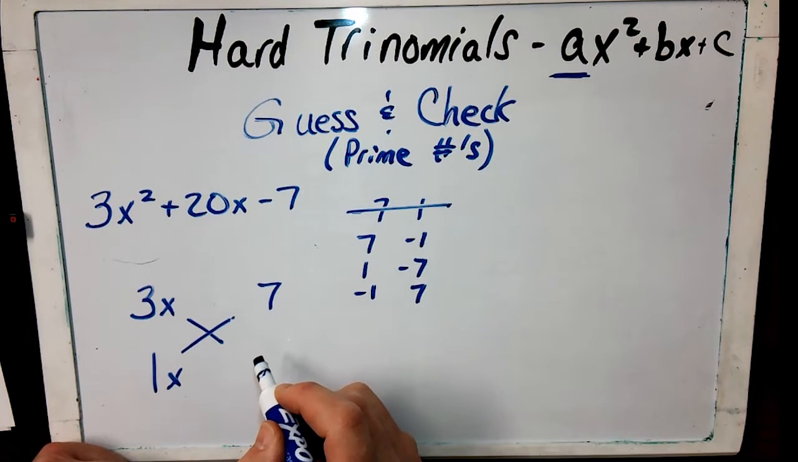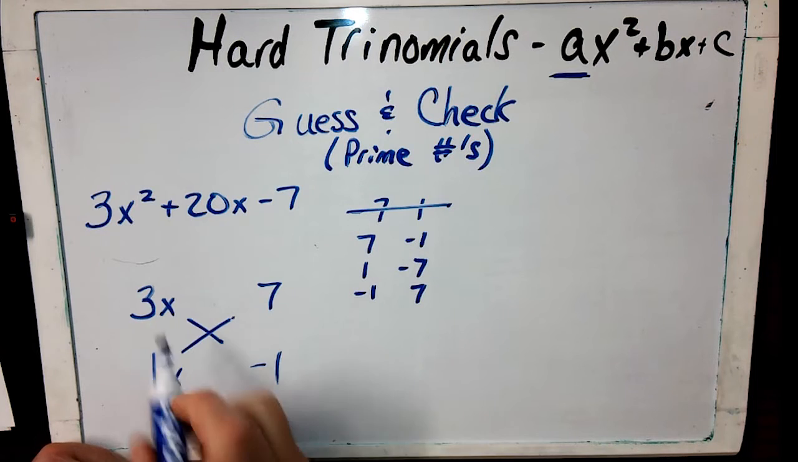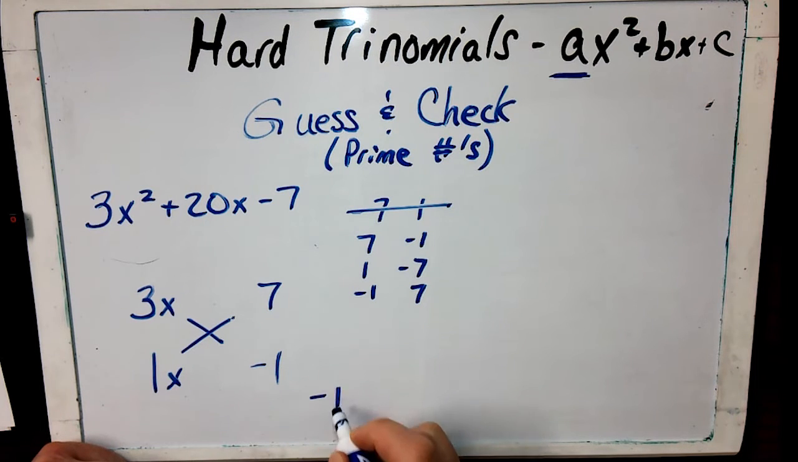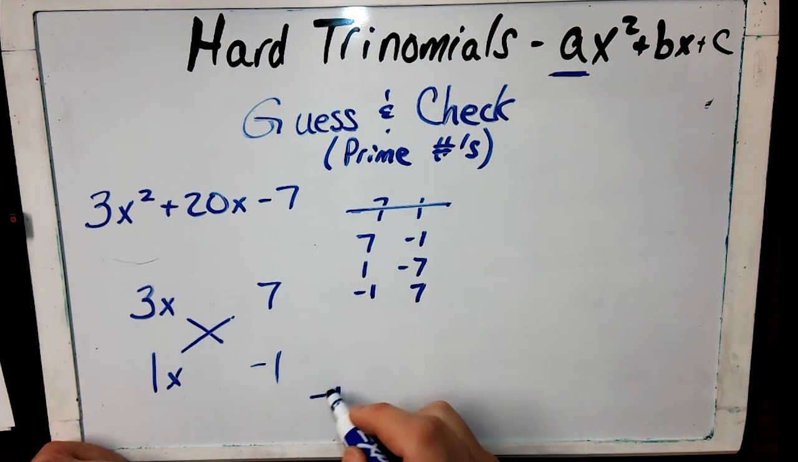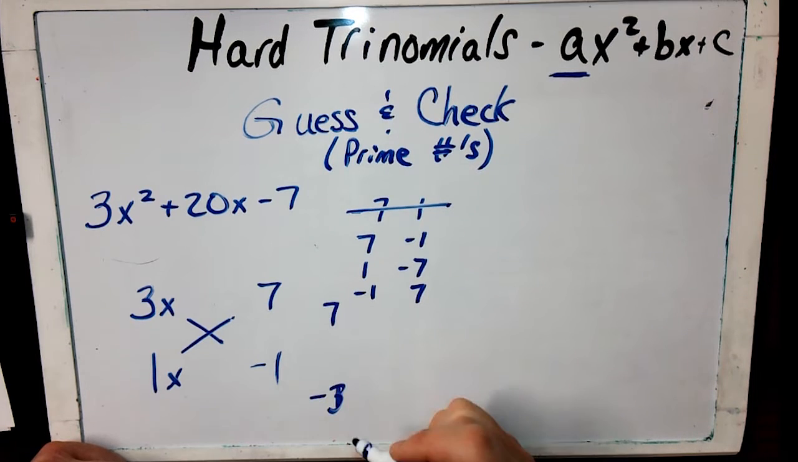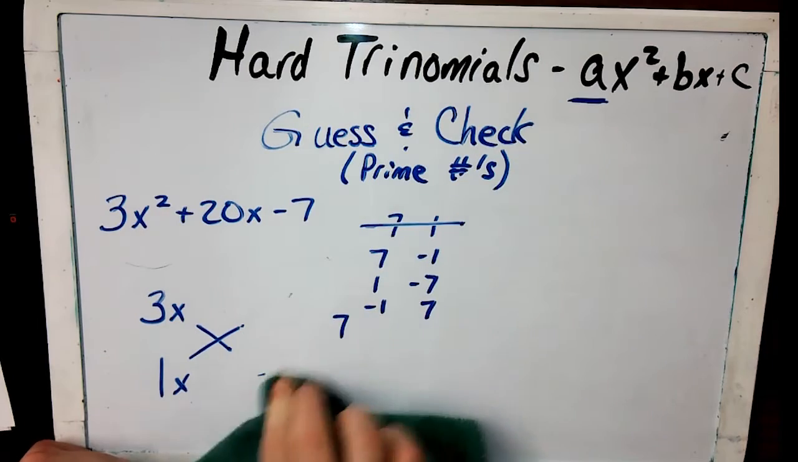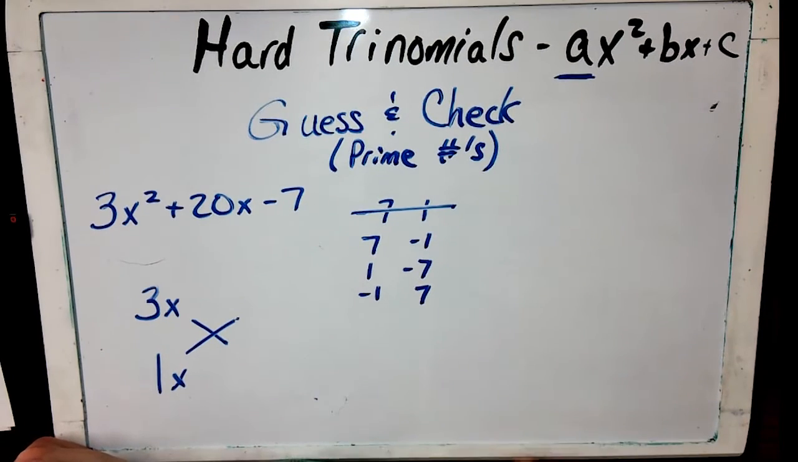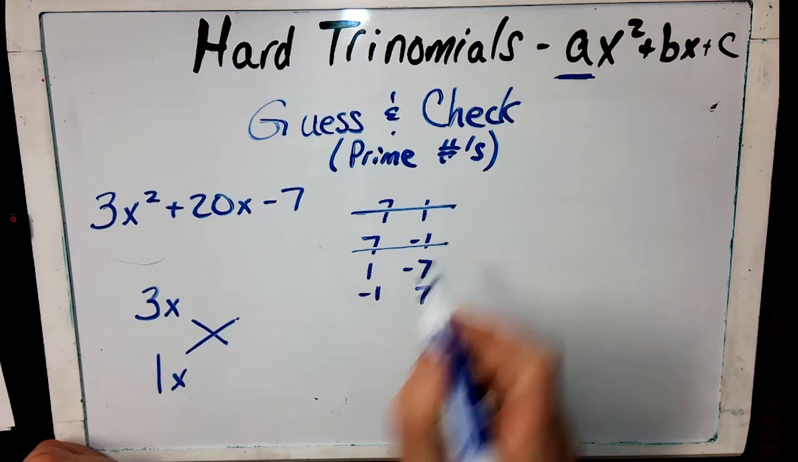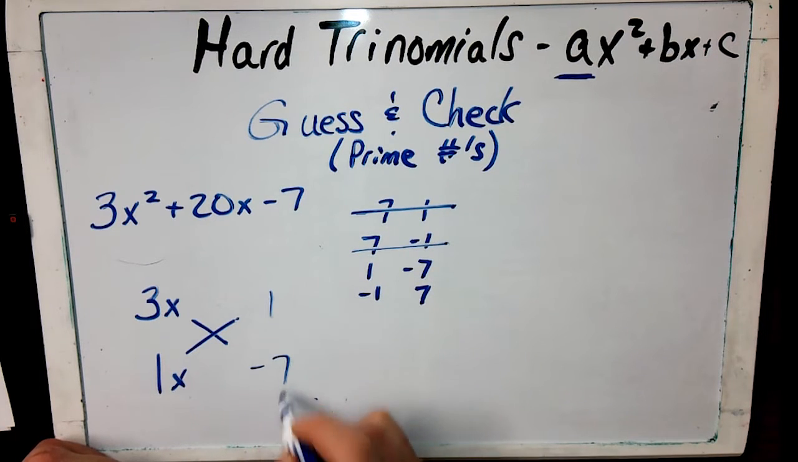7 and negative 1. I do the cross, it's negative 1, or negative 3, positive 7. This does not work either. So again, keep going. The next one, 1, negative 7.